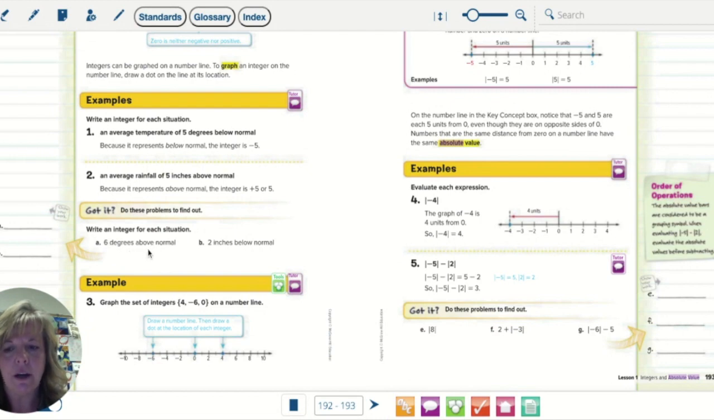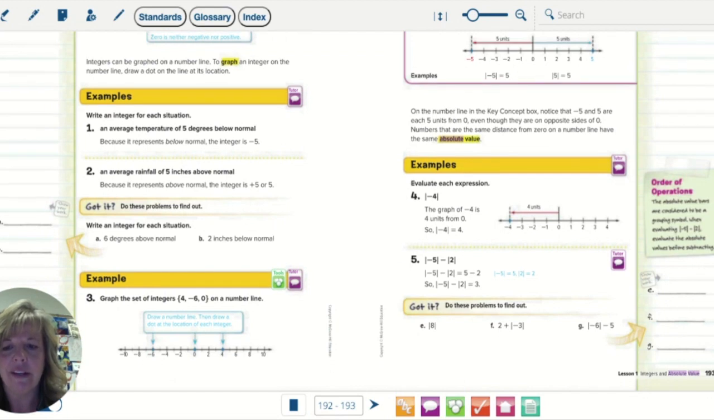6 degrees above normal. +6 or -6? +6, correct? Second one, 2 inches below normal. +2 or -2? It is -2. Very good.